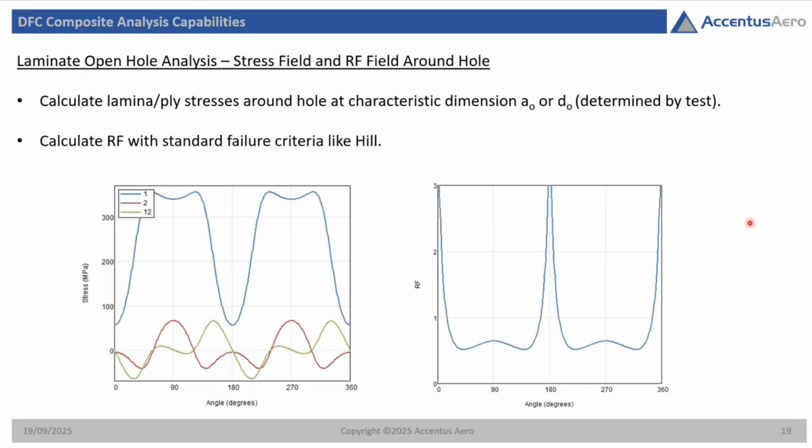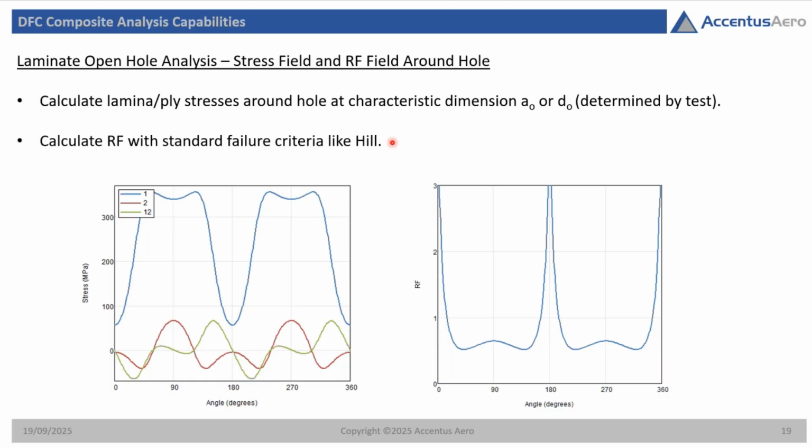So the process is basically you calculate the laminate stresses at those two dimensions. Those two dimensions are determined by test, and are driven by your hole size and the layup that you want to use for your structure. So you need to do some testing to define those two dimensions. You can use one or both criteria, or just one of them, doesn't matter.